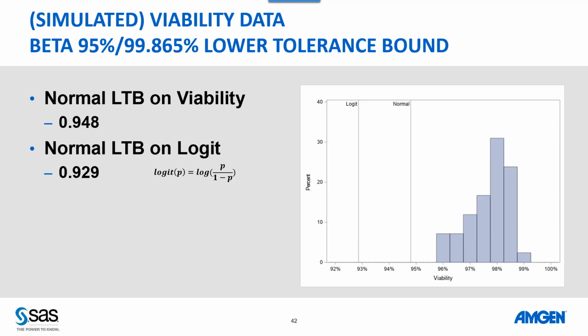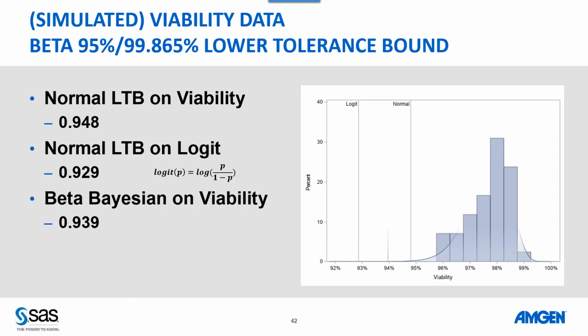You can see it. The normal is close to the data. The logit is far away from the data. And if you do the beta Bayesian, then you get a number that is 0.939, somewhere in the middle. Again, these are the discussions to have and show. This is not really a Bayesian sensitivity analysis, but we're showing you this to compare the different approaches.